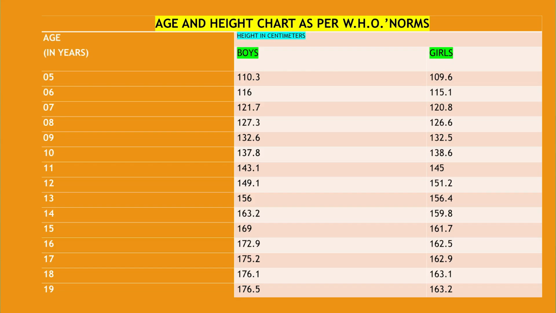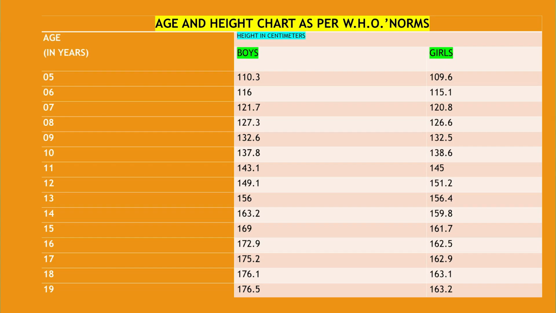I can tell you one more thing: just compare this chart and go through from 15 to 19. At the age of 15, you find the height on an average is about 169 centimeter for a boy, whereas it is about 161.7 centimeter for a girl. From 15 to 19, a boy can grow on an average from 163.2 to 176.5. So, that much height he can achieve.